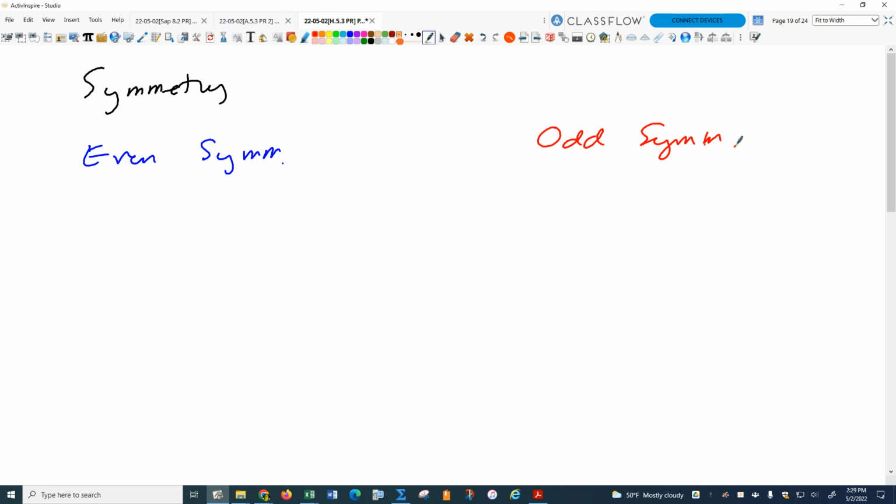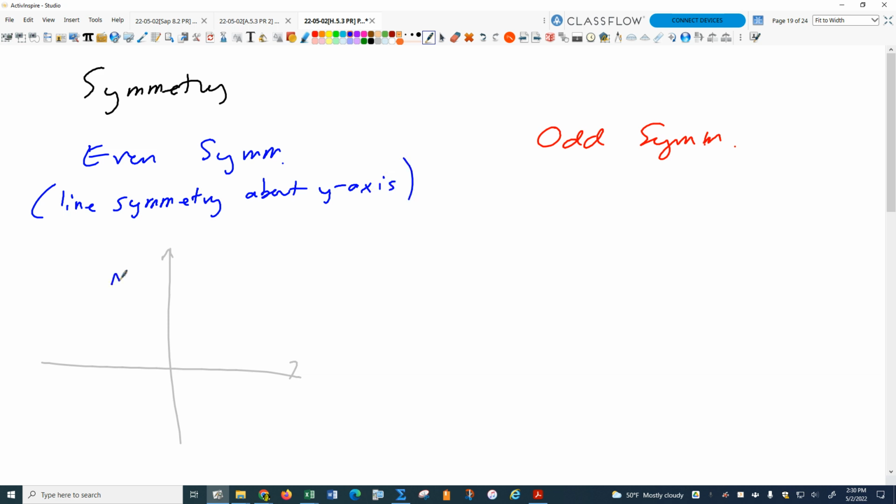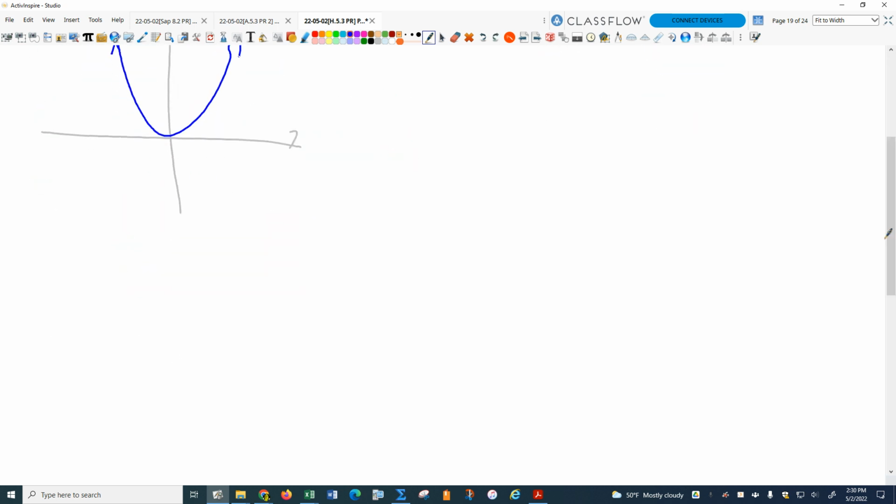Okay, even symmetry, if we look at a graph that has even symmetry, a classic example of that would be y equals x squared. So even symmetry is always going to be folding symmetry about the y-axis or line symmetry about the y-axis. That's what we mean by even symmetry. So there's an example of a function with even symmetry. Here's another example of a function you're not familiar with that has even symmetry.